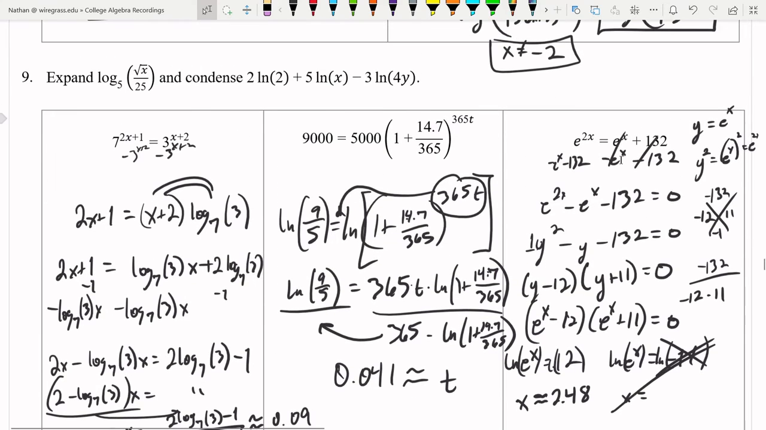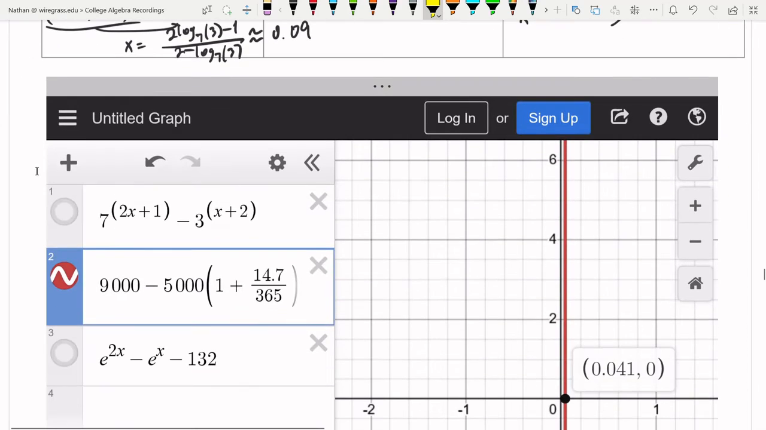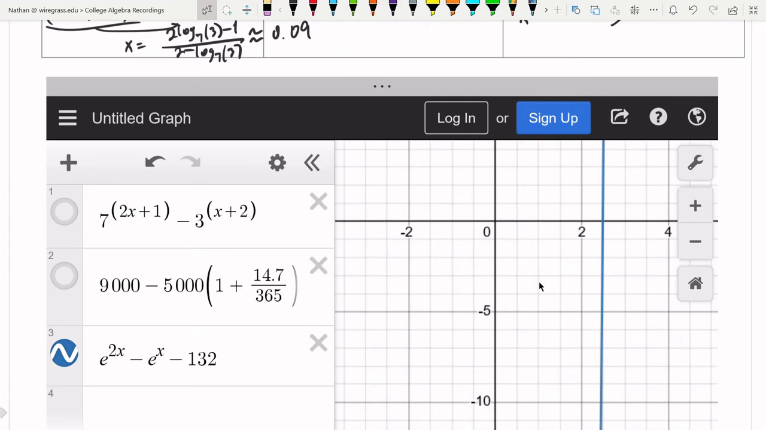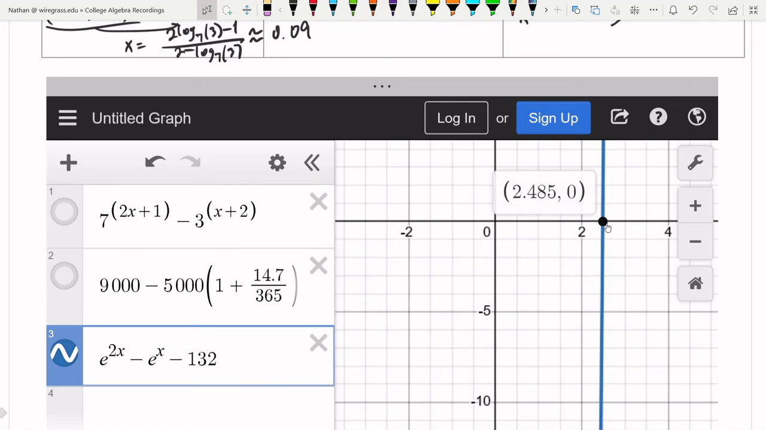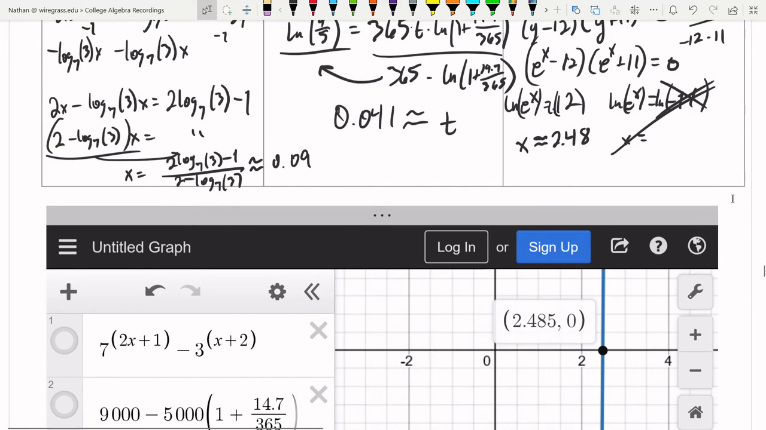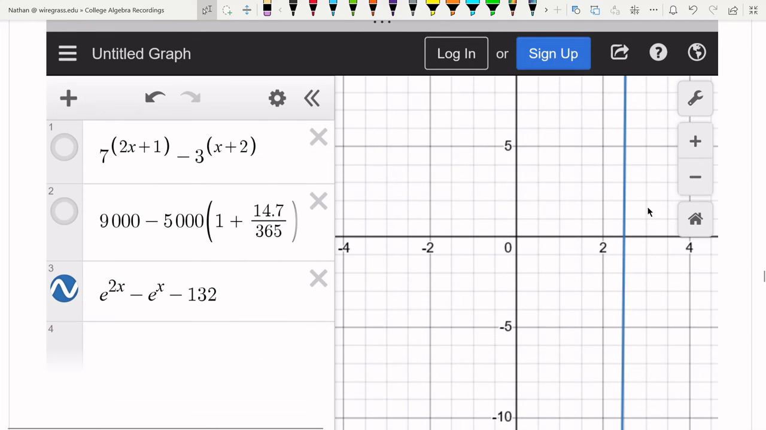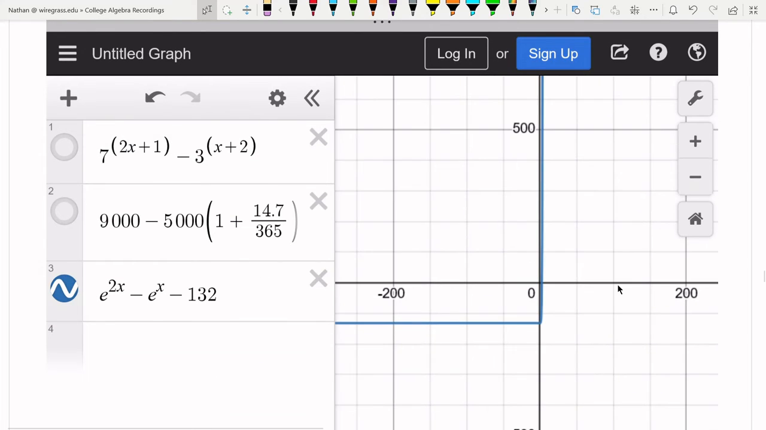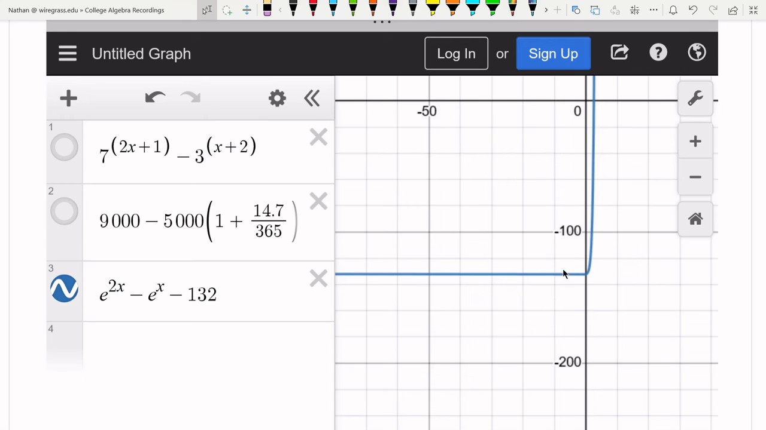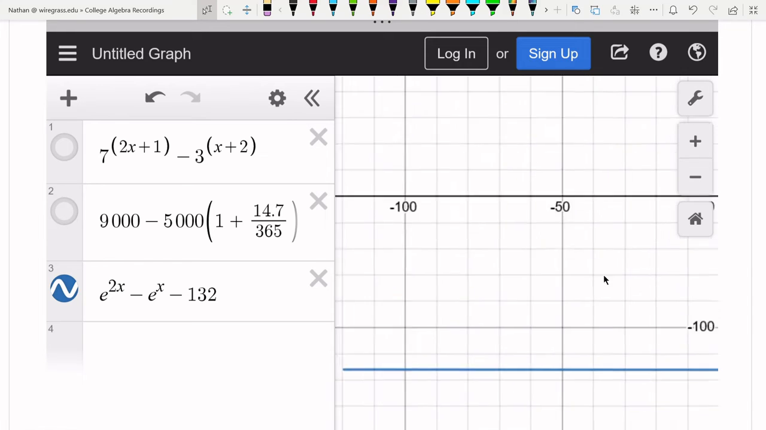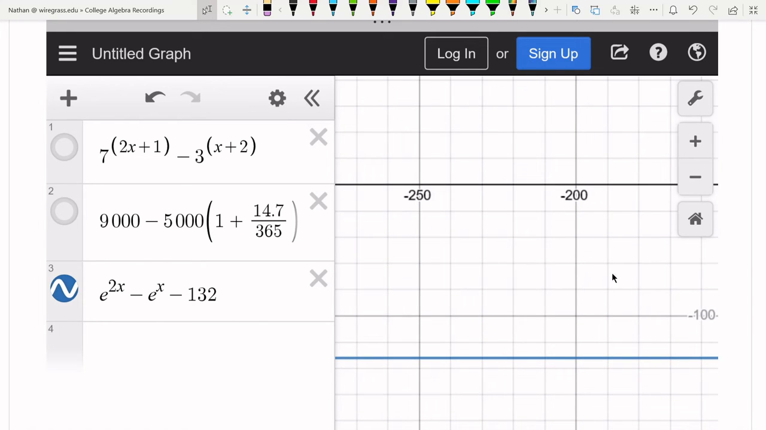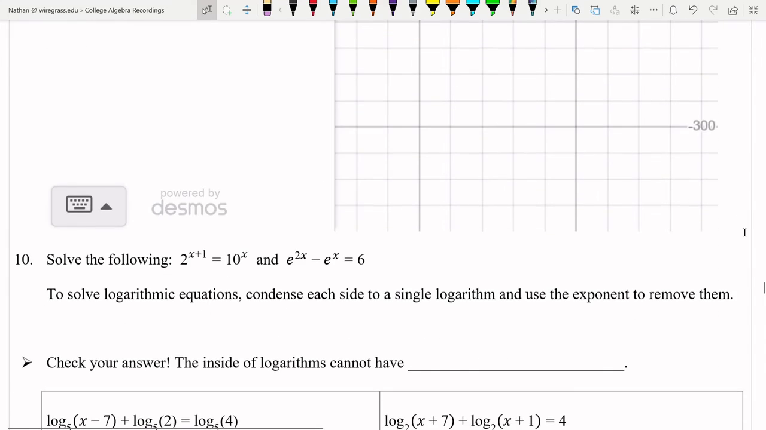And finally, this last one, right, moving everything over, graphing this thing here, that's going to give us only this solution, 2.485, 2.48. Yeah, that's just about what it is. You can zoom out as much as you want, trying to find another solution. This one has an interesting look like that, but it doesn't ever come back up. That's the only solution we get. Give it a try in number 10.